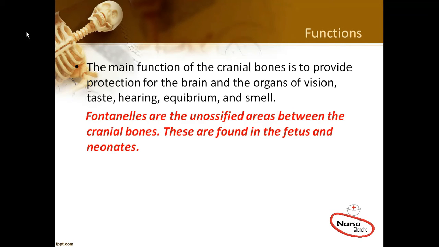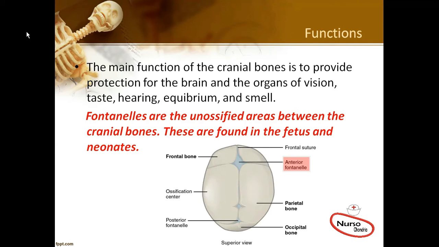Fontanelles are the unossified areas between the cranial bones. These are found in fetus and neonates, which means newly born babies. In this diagram, here we can see the anterior fontanelles. The sutures and fontanelles are needed for the infant's brain growth and development.